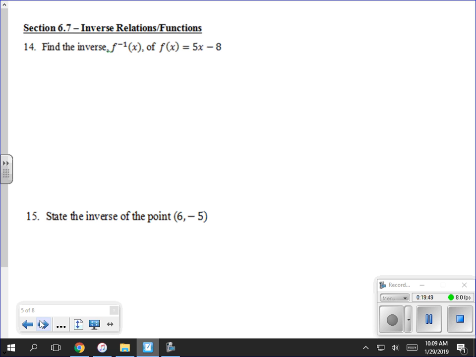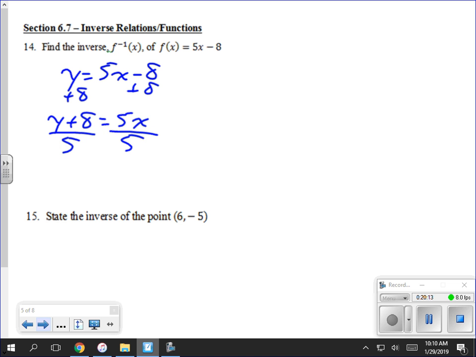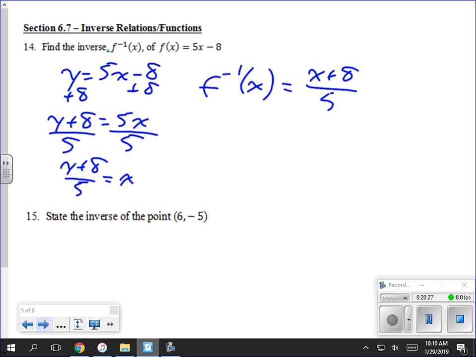Find the inverse of f of x equals 5x minus 8. First step, replace f of x with y. Y equals 5x minus 8. Solve that equation for x in terms of y. Add 8 to both sides. Y plus 8 equals 5x. Divide both sides by 5. Y plus 8 over 5 equals x. So f inverse of x is x plus 8 over 5.